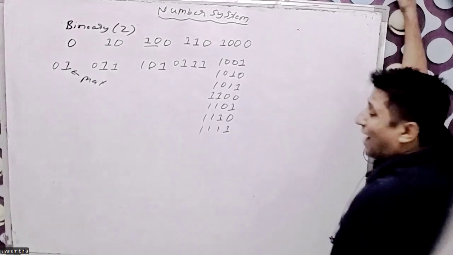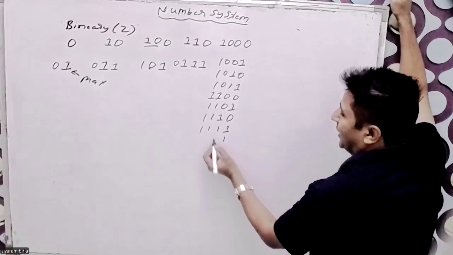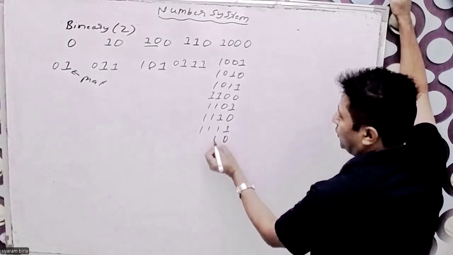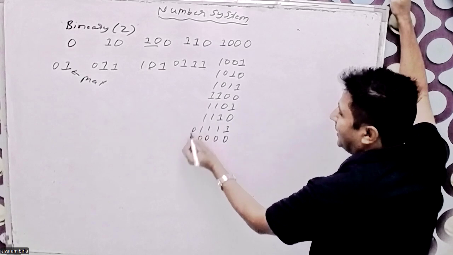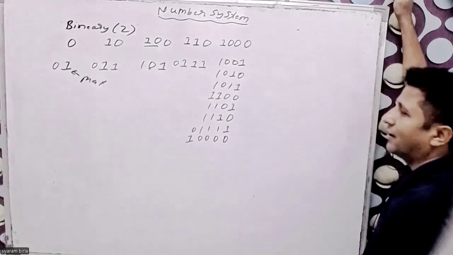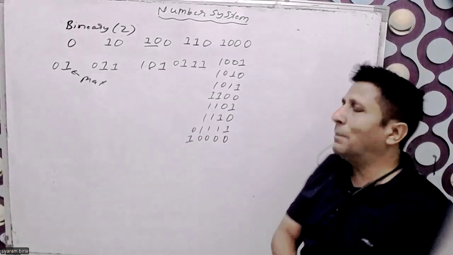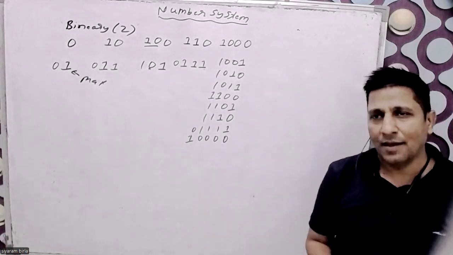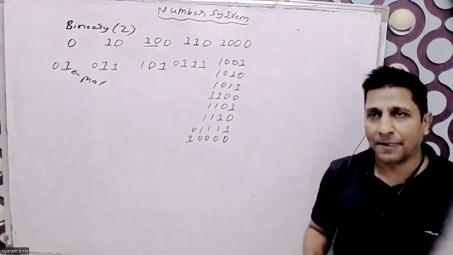After that, I want to increase one more word. It cannot increase, so it's 0, 0, 0, 0, and the hidden 0 will become 1. So you can write down many things here. Many counting numbers you can write here.